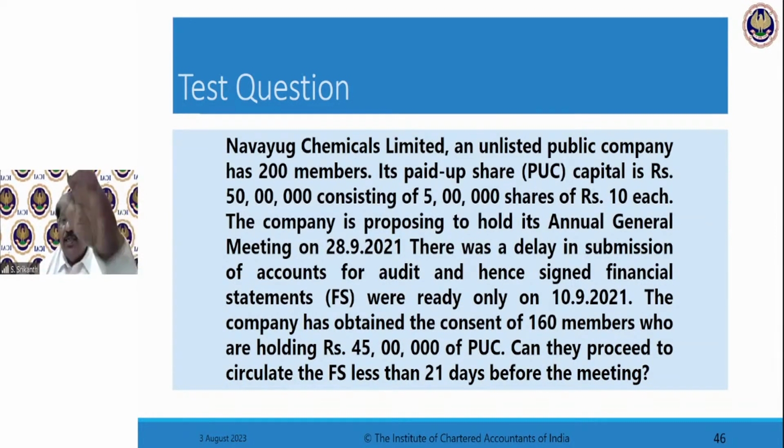So we have got the consent of 160 members. Good, more than 100. But these 160 members are holding 45 lakhs of PUC. Whereas how much should they hold? They are holding 90% only. They are not holding 95%.